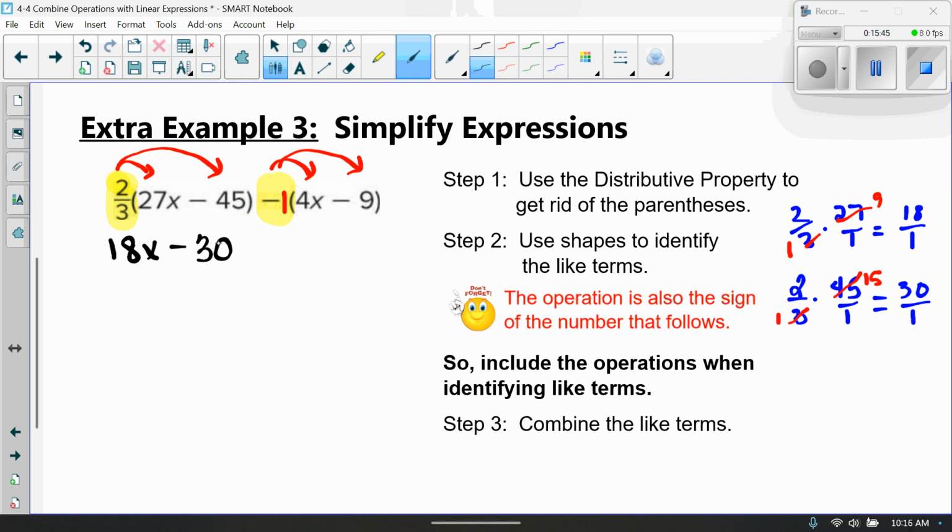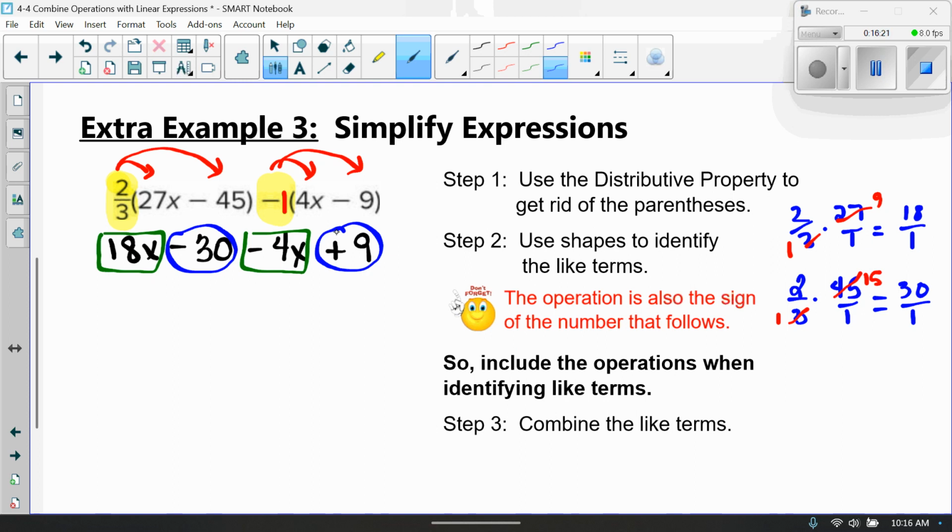And now we have a negative 1 times a positive 4x, that's negative 4x. And then negative 1 times negative 9, that's positive 9. So now, no more parentheses. And now we're going to combine our like terms, or identify our like terms. So here are the variable terms in green, and my constant terms in blue. It helps to use colors and shapes, okay guys?